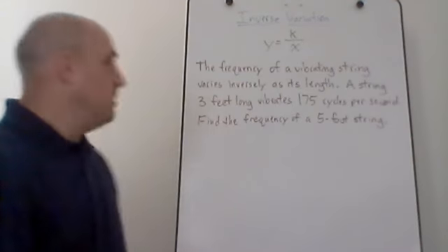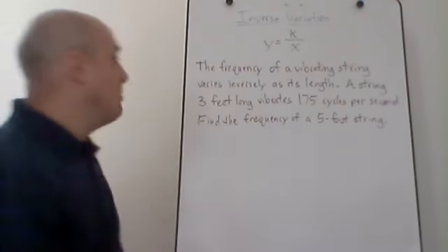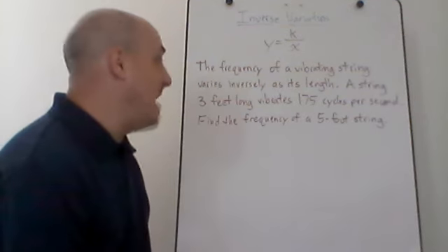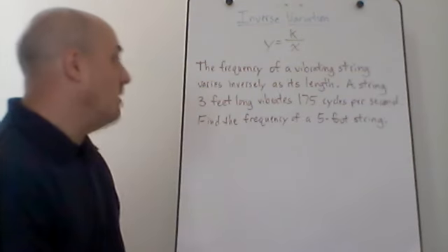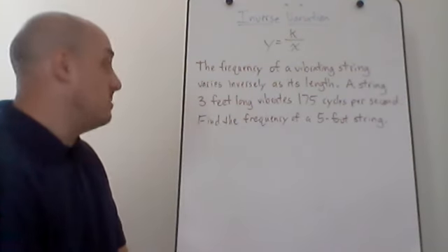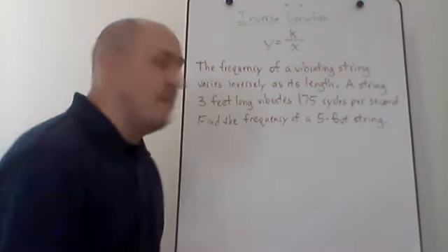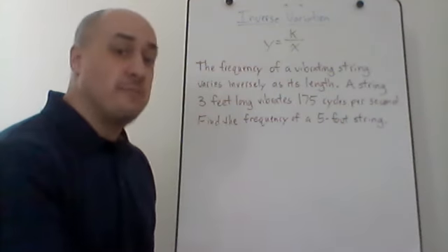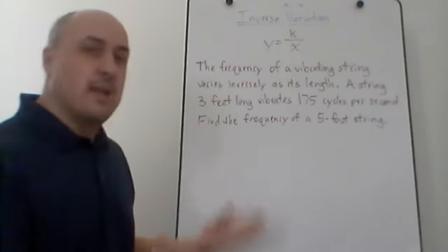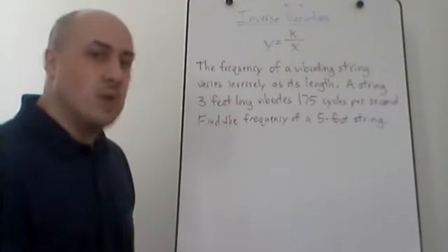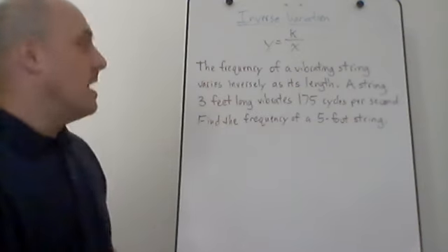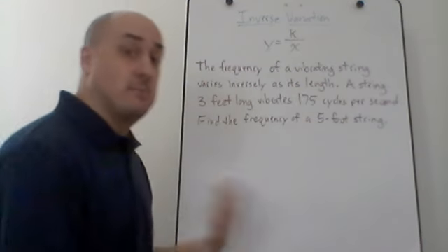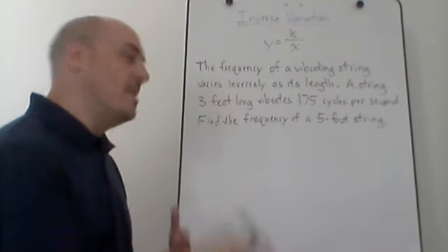Alright, so I got an example up here. The frequency of a vibrating string varies inversely as its length. A string 3 feet long vibrates 175 cycles per second. Find the frequency of a 5-foot string. If you watched the video that I did on direct variation, this problem is set up the same way, and the method we'll use to solve it is pretty similar as well. It's just that we have a different type of variation here as opposed to that last problem.